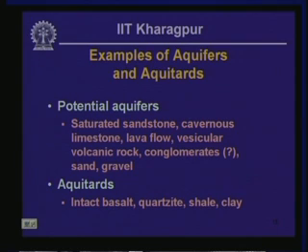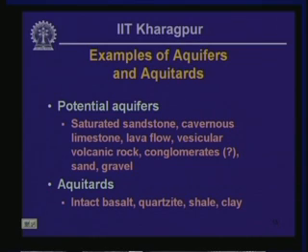Second is the types of aquitards. Intact basalt, quartzite, shale and clay are some examples of aquitards, because if they are massive and relatively free from planes of weakness such as joints, shear zones and faults, they are not very good conductors of groundwater. But oftentimes, you do not have any rock that is completely free from joints and fracture zones.